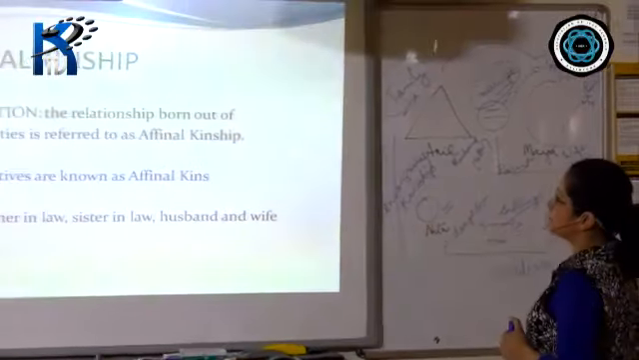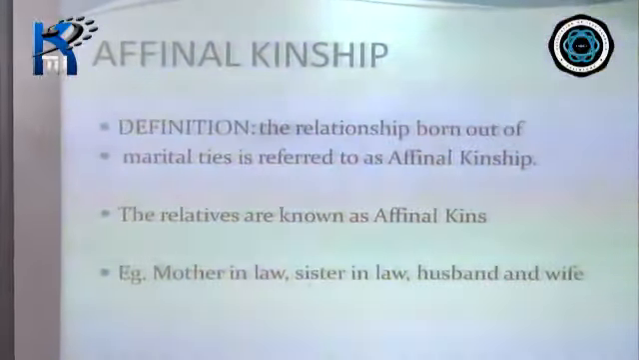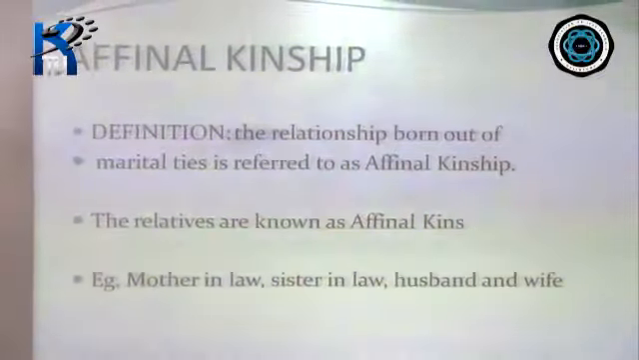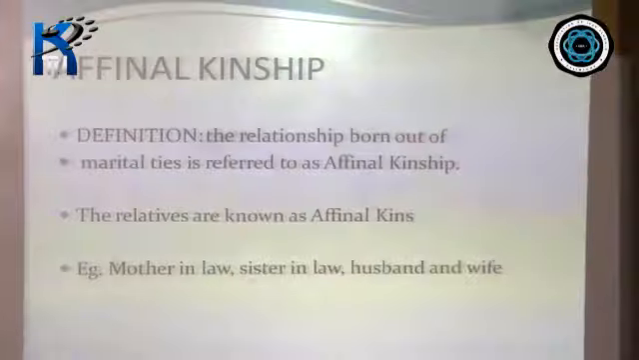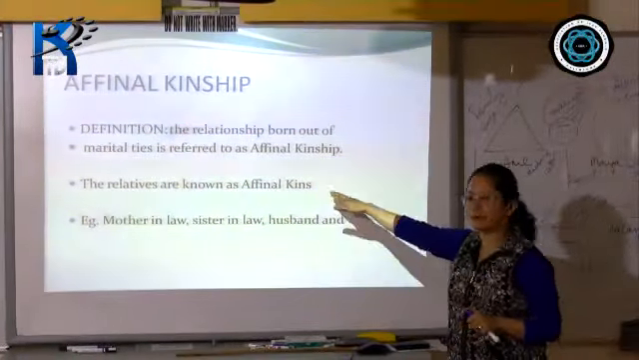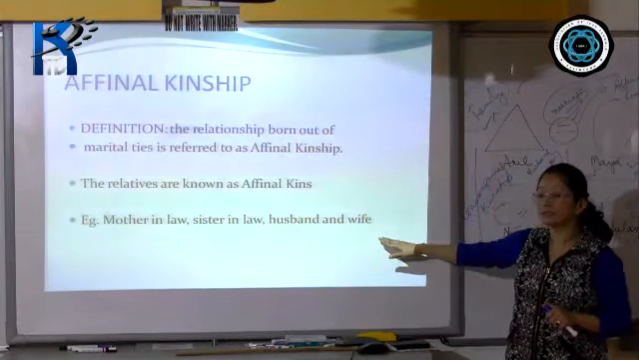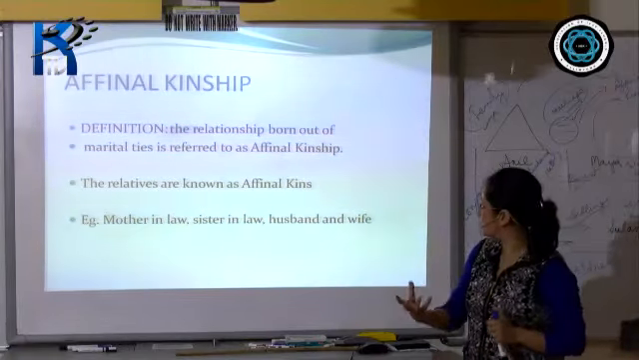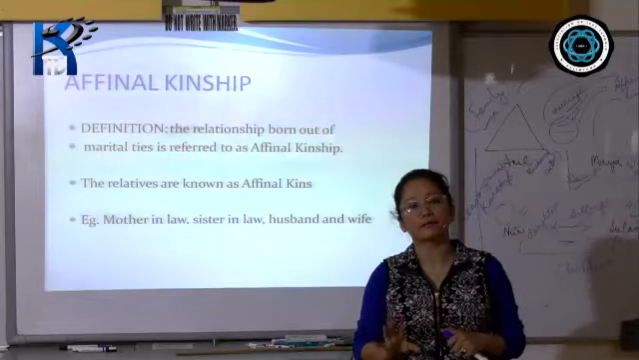So it's written here, the relatives are known as affinal kins: husband, wife, mother-in-law, daughter-in-law, father-in-law, sister-in-law, grand-aunt-in-law, grandfather-in-law. All the in-law groups will be addressed as affinal kins. And I've given you the example here for your better understanding. Mother-in-law, sister-in-law, husband, wife, they will all come under affinal kins.